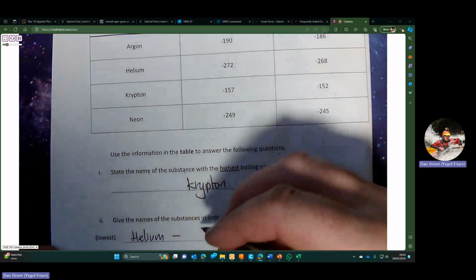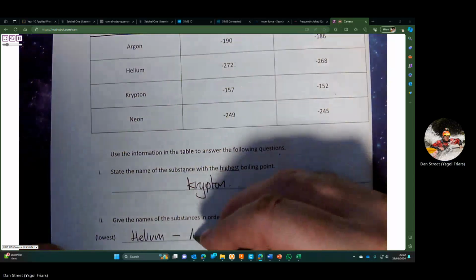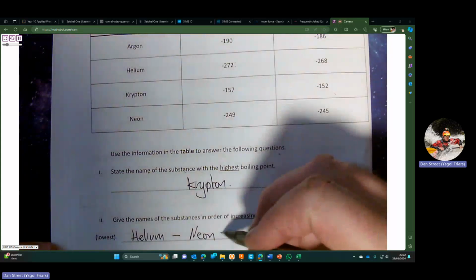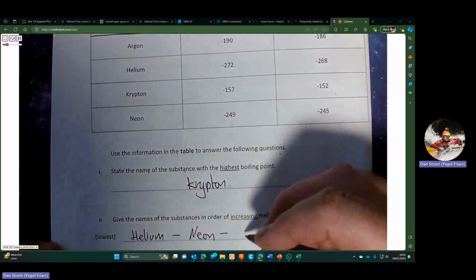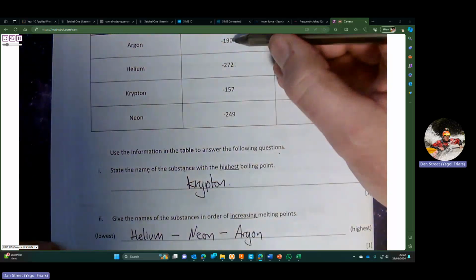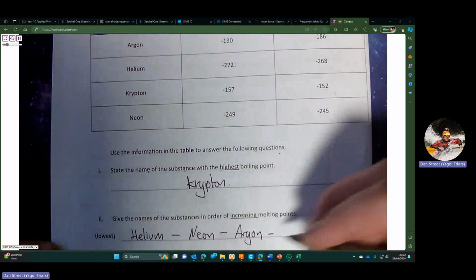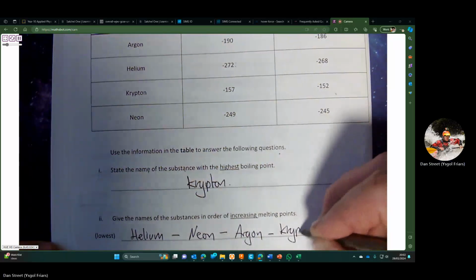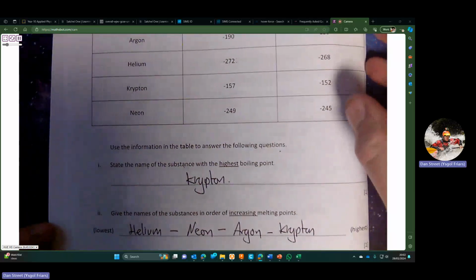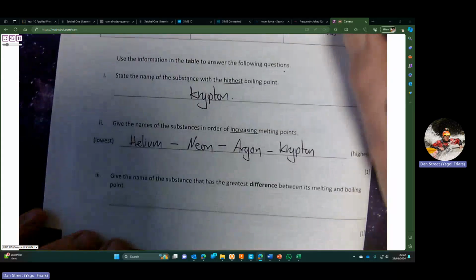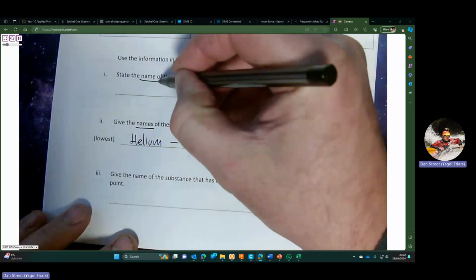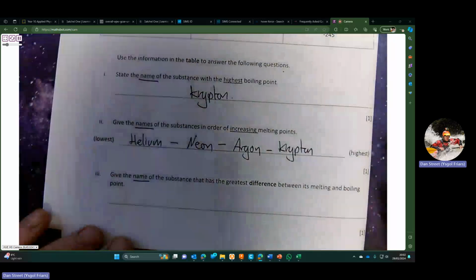And then the next one would be neon. Okay, because neon is -249. Then we've got argon at minus 190, and then we've got krypton at minus 157. Okay, now a few people wrote the numbers down. But it says here, give the names. In fact, all these questions are asking for the name of a substance.